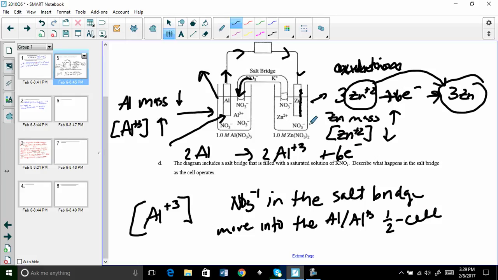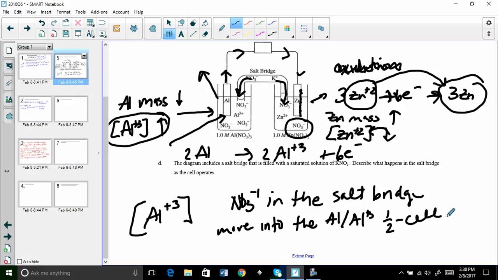Now, consequently, look over here: the zinc +2 concentration is going down, which means you're going to have too much negative charge. To counteract that, the K plus moves into that, because you're losing positive charge, and so you have to balance the extra negative charge by having the positive ions. Over here, the positive charge is getting bigger, so you have to get rid of the positive charge by having the negative ions go in.